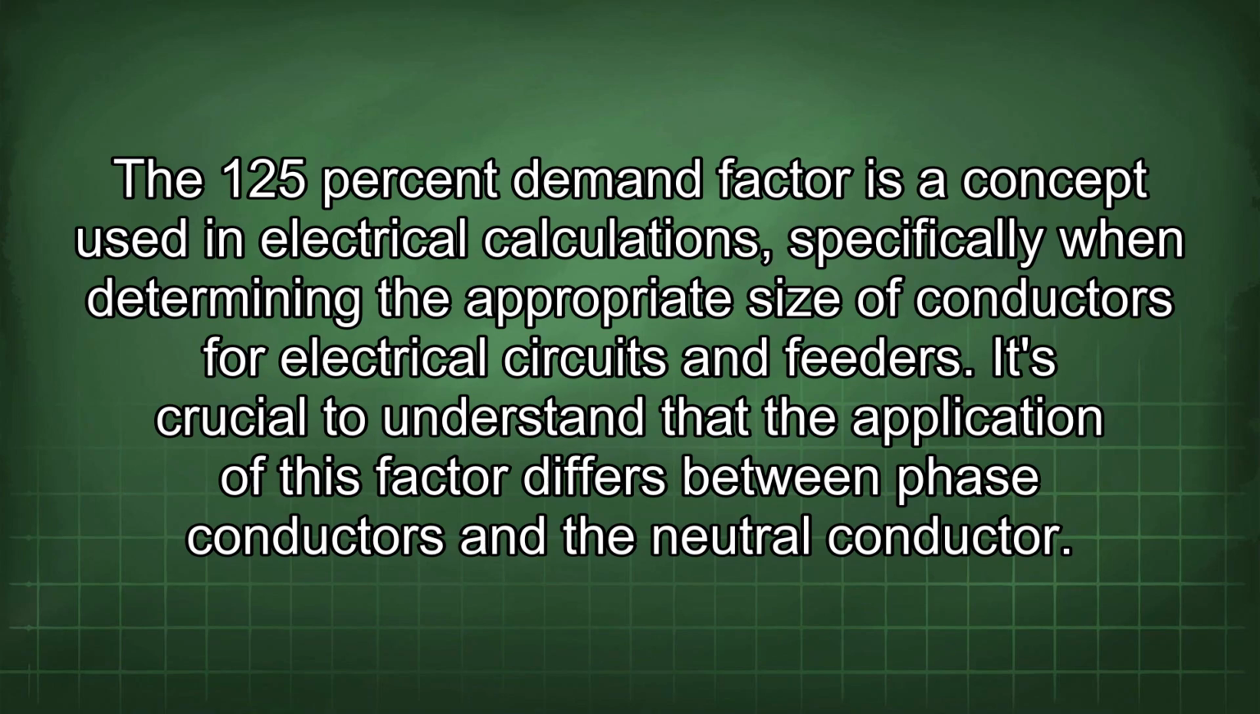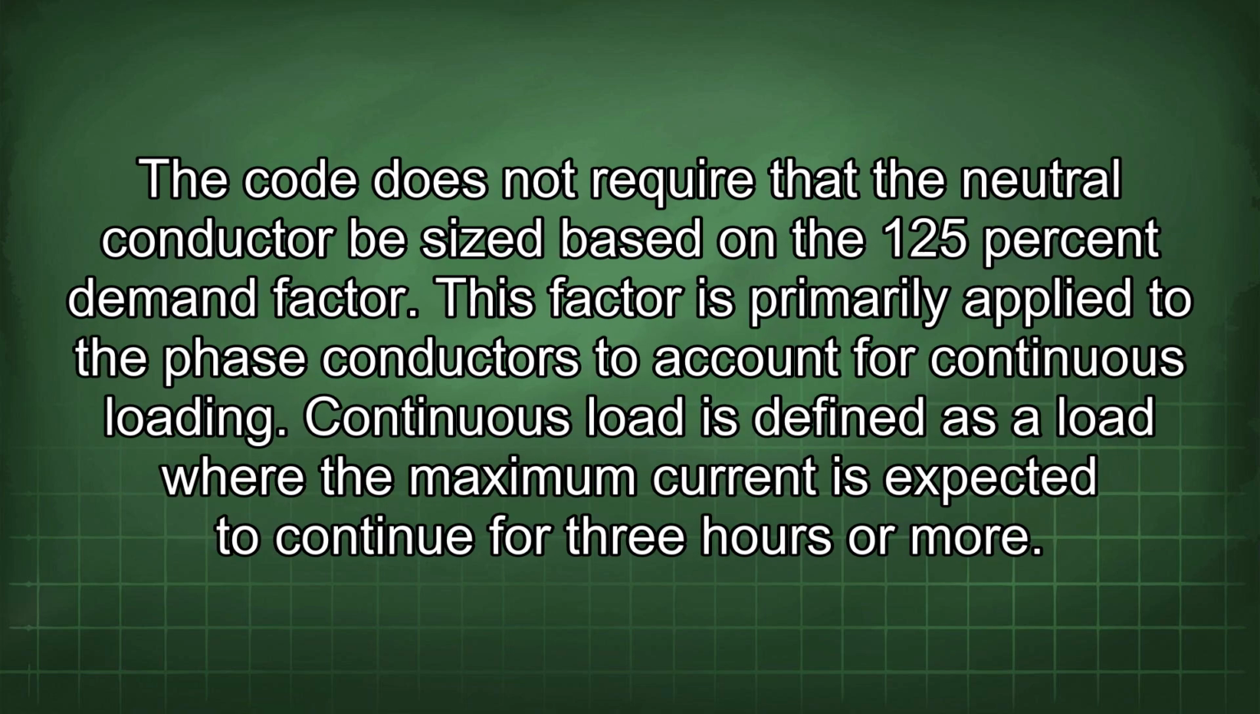The 125% demand factor is a concept used in electrical calculations, specifically when determining the appropriate size of conductors for electrical circuits and feeders. It's crucial to understand that the application of this factor differs between phase conductors and the neutral conductor. The code does not require that the neutral conductor be sized based on the 125% demand factor. This factor is primarily applied to the phase conductors to account for continuous loading.